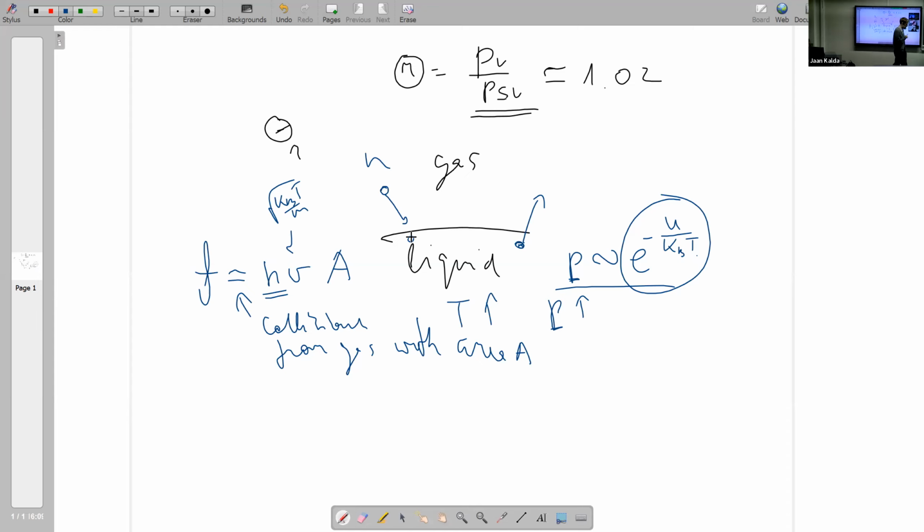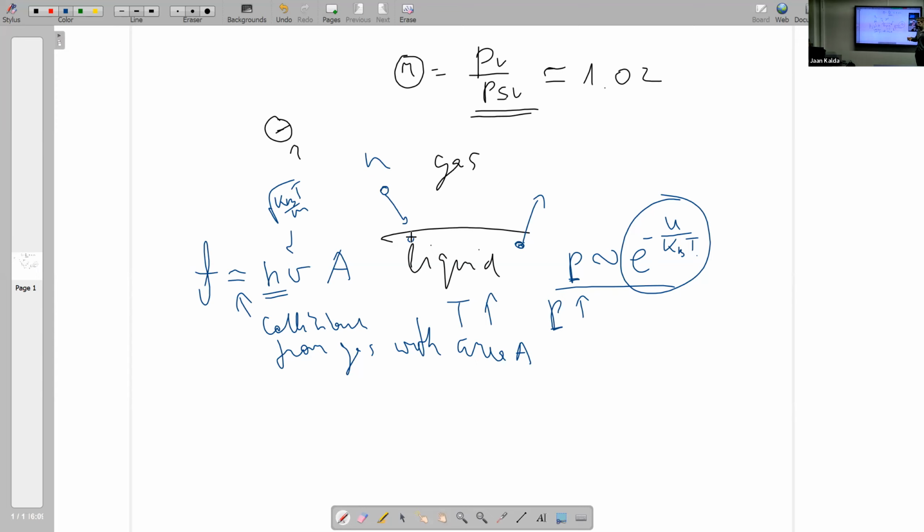Now, if the pressure is smaller than the saturation pressure, then more particles jump up, and so the liquid starts evaporating. On the other hand, if it is the other way around, then we have condensation on the liquid. But this is valid only if we do have a liquid interface.